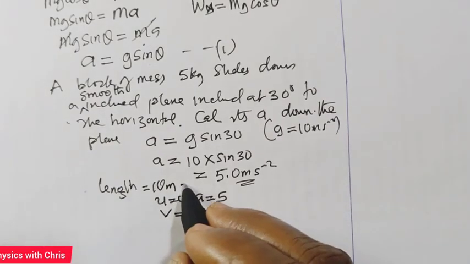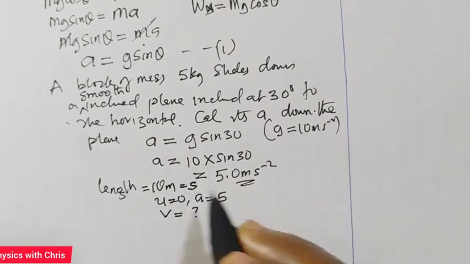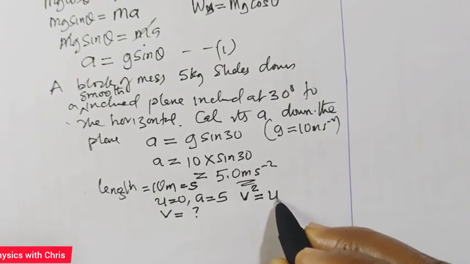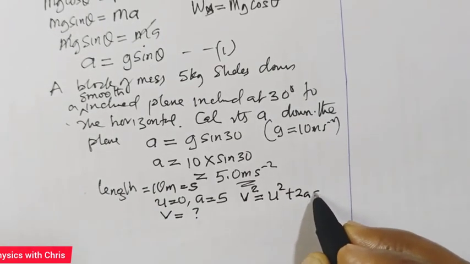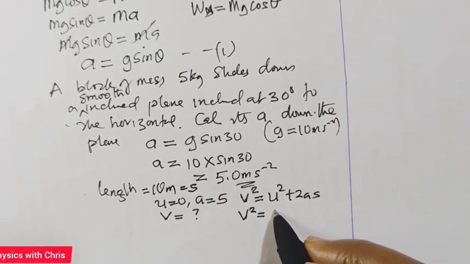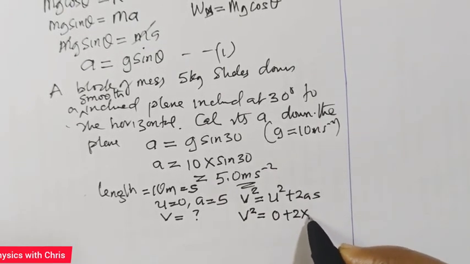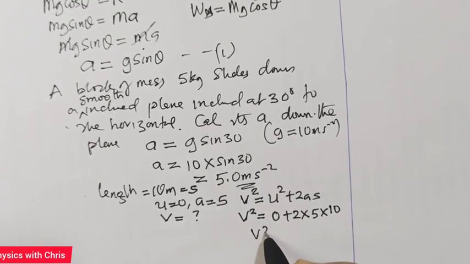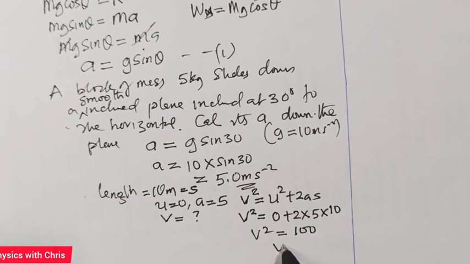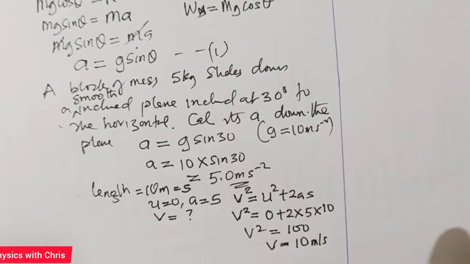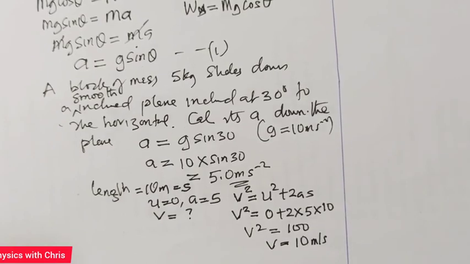The length of the plane is the same thing as the distance s, or the displacement. Using the third equation of motion, v squared equals u squared plus 2as. So we have v, that's what I'm looking for, equals 0 squared, which is 0, plus 2 times acceleration, which is 5, times distance, 10. So v squared equals 100, and the square root of 100 gives me 10 meters per second. That gives the speed, the velocity of the block before it leaves the plane.